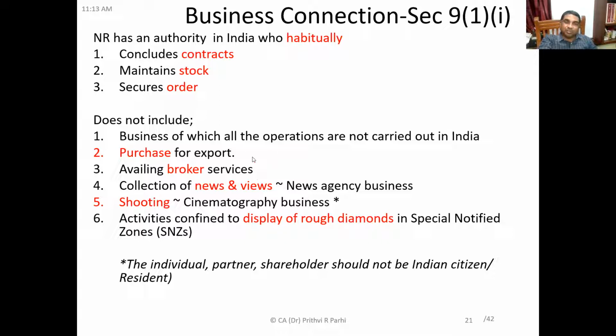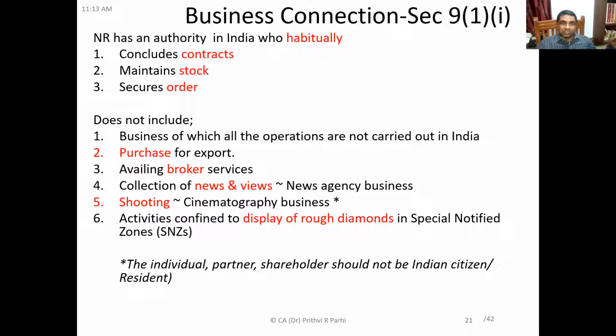Or let us say he used a broker to purchase for him. That's also not a business connection in India. Let us say he is only collecting news and views. Someone comes to India and collects some news and views, and in a foreign country does news agency business and earns profit. That is also not from a business connection in India.